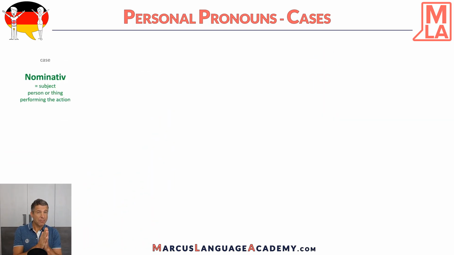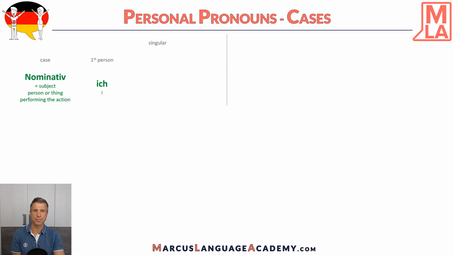If you remember, we already had a video where I explained the cases. So we have here nominative, which is the subject of the sentence. That means the person or thing performing the action. Okay. Then let's see what the personal pronoun in first person in nominative looks like. And here we have ich. I, ich. That's nominative. And the color here is always green.